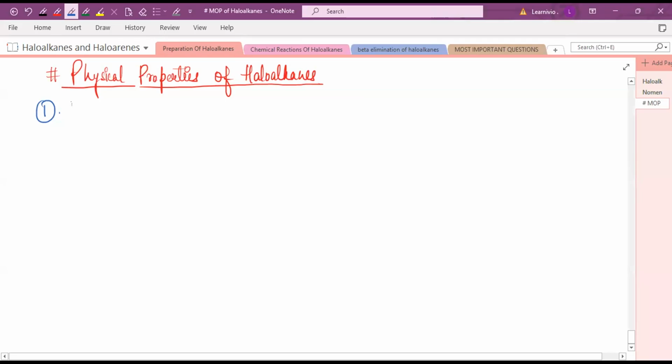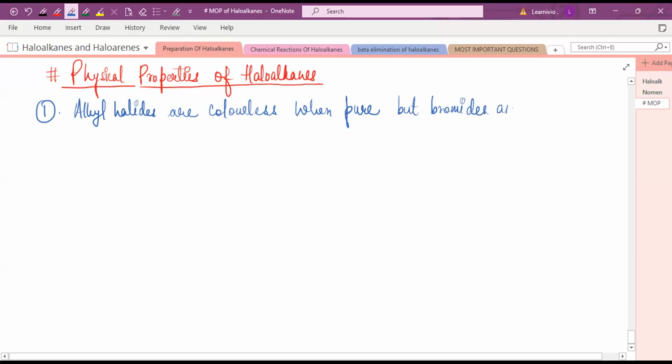Okay, so write down: alkyl halides are colorless when pure, but bromides and iodides develop color when they are exposed to light.